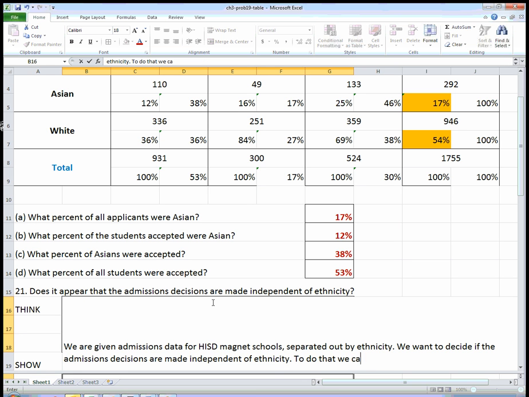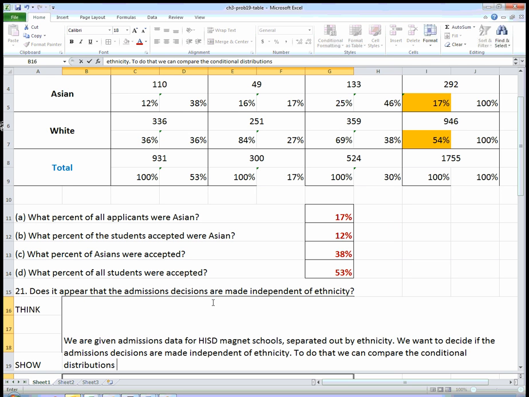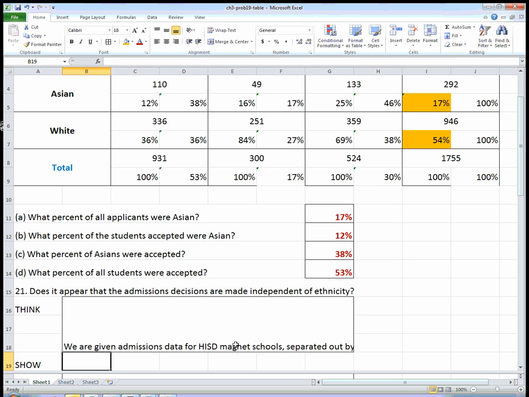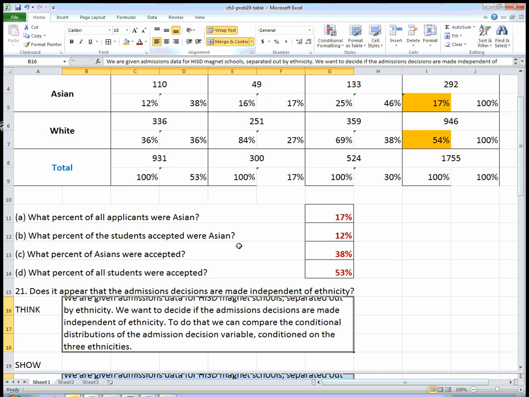To do that, we can compare the conditional distributions of the admission decision variable. That's the categorical variable, which is either admitted, waitlisted, or turned away, and we can condition on the three ethnicities. Okay, that totally didn't work at all. Wrap text. There we go. It's still kind of big. Okay, didn't quite have enough room for that.